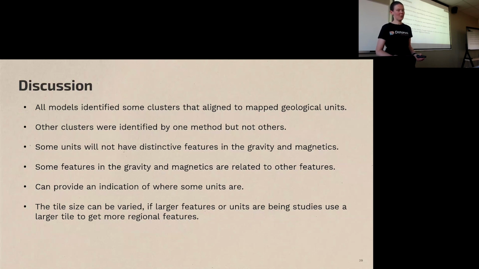However, it can provide an indication of where some distinct units are, and where maybe there's some areas that are a bit more geologically complex that are going to need more than just the airborne geophysics to interpret. So in this study, we used a 2-kilometre tile size. However, this can be adjusted. If you're looking for more regional features, you might use a larger tile size where you're picking up bigger structures, bigger features, compared to the more localized features identified by the 2-kilometre tiles. Or if you're looking at, say, a deposit size scale, you might pick an even smaller tile size to pick out some of those smaller features.